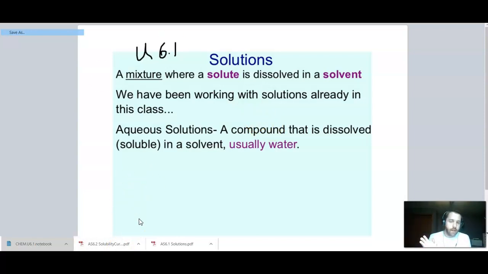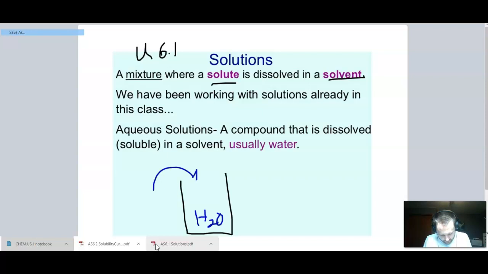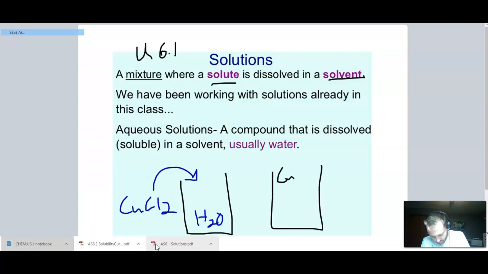So solutions. Keep in mind that we've been working with solutions this entire semester. A solution is really just a mixture where you have a solute being dissolved inside of a solvent. You've worked with a ton of these. You've taken a beaker filled with water and added stuff in there, like the one we talk about a lot, copper chloride. Then you would have this beaker that's going to have copper ions, chlorine ions, and then it's going to be filled with water. That would be what we call a solution.